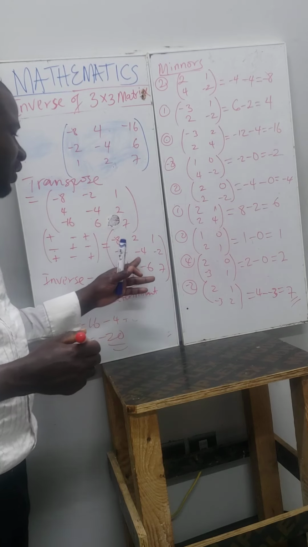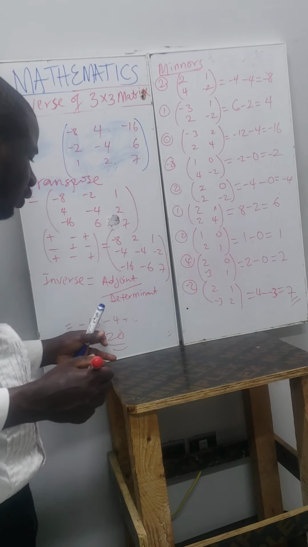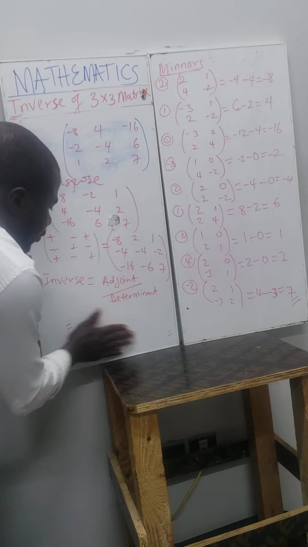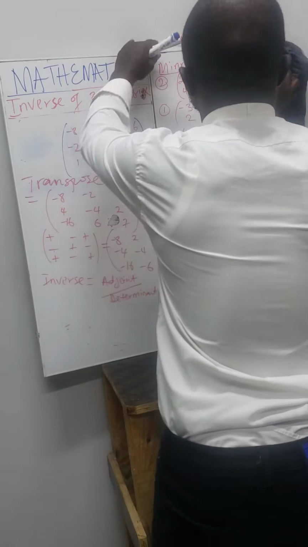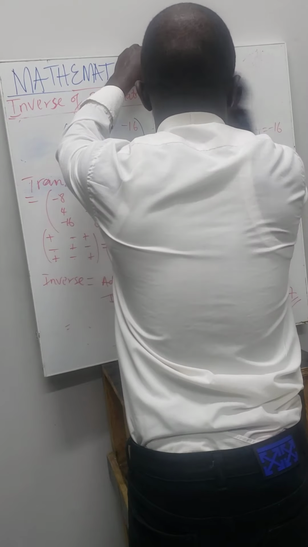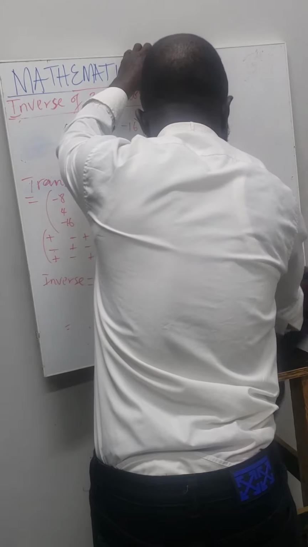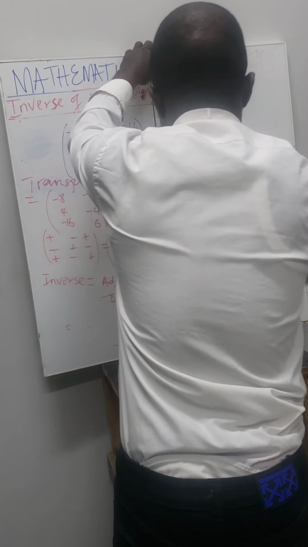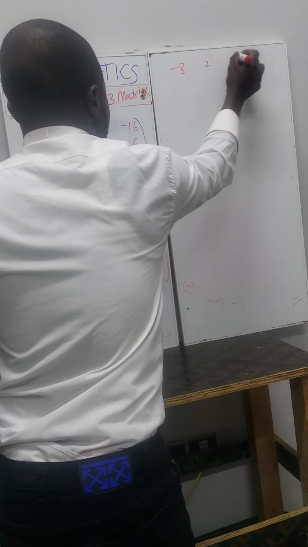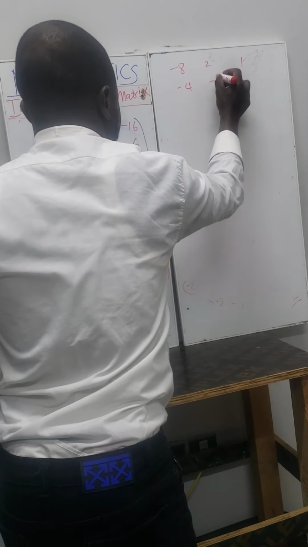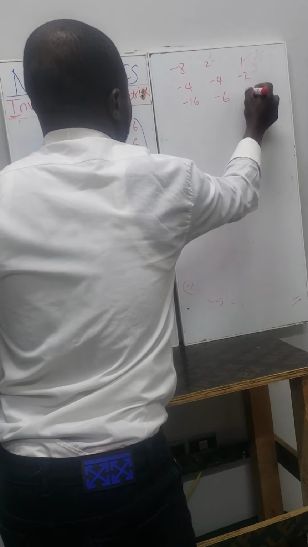The last step we have here is called the adjoint of this matrix. Then the determinant is minus 20. Don't forget we have got our determinant before now. It's minus 20. That means the previous step divided by minus 20 leads us to the final answer, which is the inverse of that matrix. Minus 8, 2, 1, minus 4, minus 4, minus 2, minus 16, minus 6, plus 7.